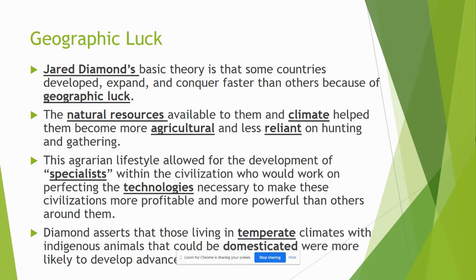Today we'll be talking about a concept of geographic luck. This is another factor of civilization. Geographic luck is a theory created by Jared Diamond, a geographer. His theory is that some countries developed, expanded, and conquered faster than others because of geographic luck. Geographic luck is also the topic of our weekly reading this week.